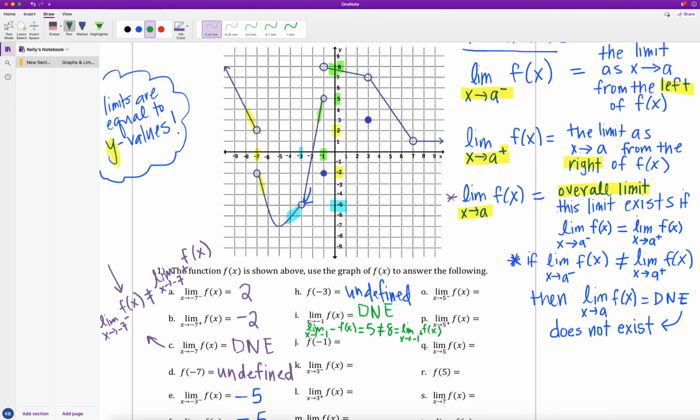Now part J is saying, what is f of -1? So again, this is not a limit question, this is now asking for a function value. So I'm looking at the graph at -1 and I'm looking for the filled in circle, and in this case there is a place with a filled in circle, and that happens down here at -2. So f of -1 is equal to -2.